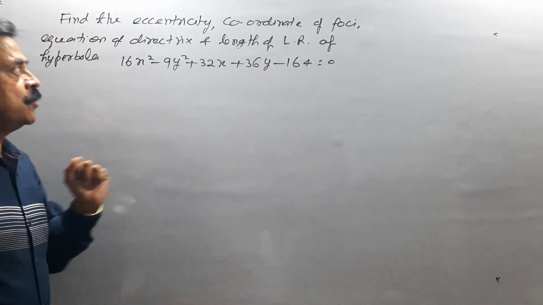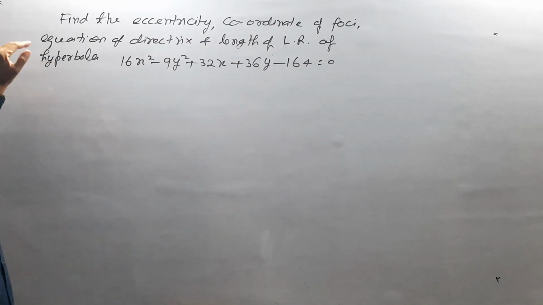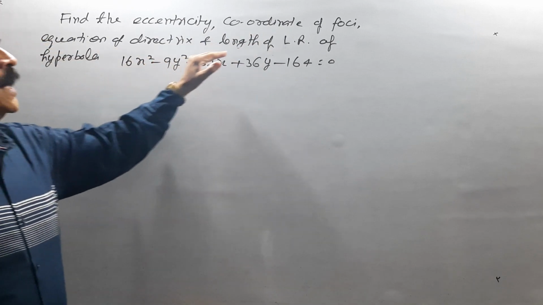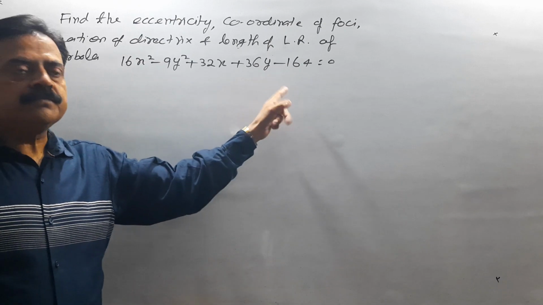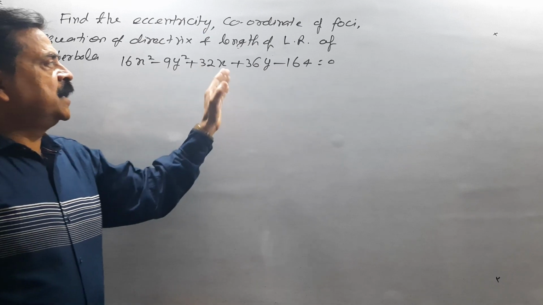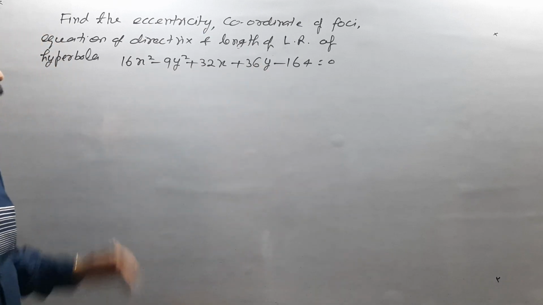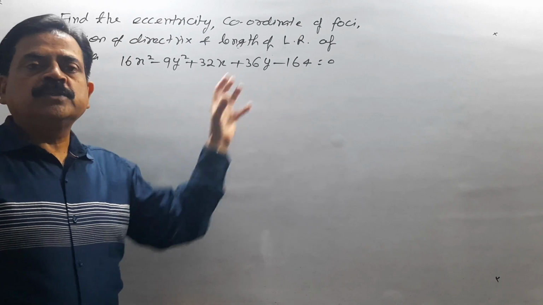Solution of this question on hyperbola. Question is: find the eccentricity, coordinates of foci, equation of directrix and length of latus rectum of the hyperbola 16x square minus 9y square plus 32x plus 36y minus 164 equals 0. So write this equation into standard form.